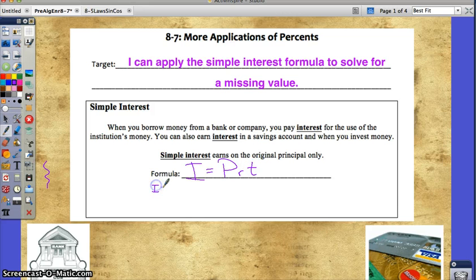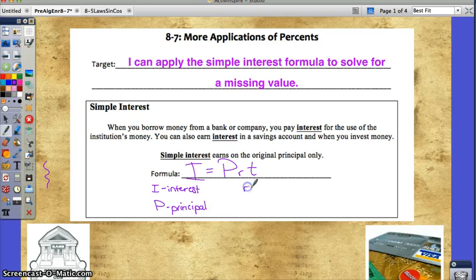where I stands for the interest. That's going to be the interest you earn or the interest you must pay. The P stands for the principal. This principal, and it's spelled like the one that's your friend at school, the principal is the initial amount of money that you have, whether it's the initial amount of money that you invest or the initial amount of money that you borrow. That's going to be the principal.